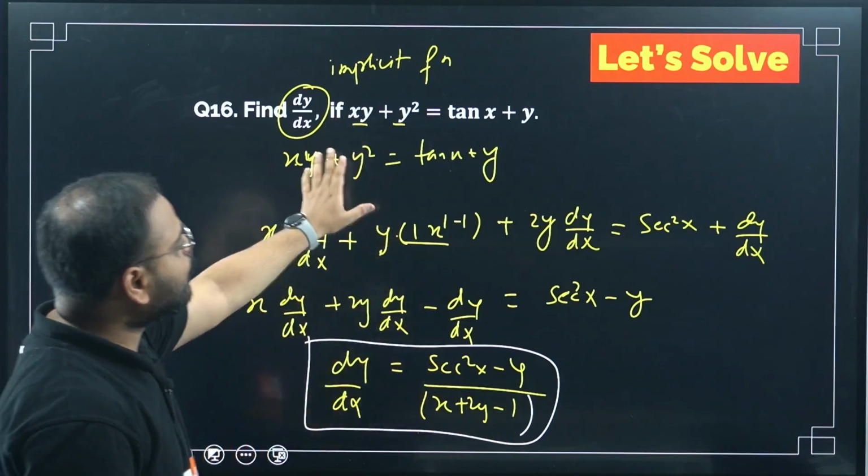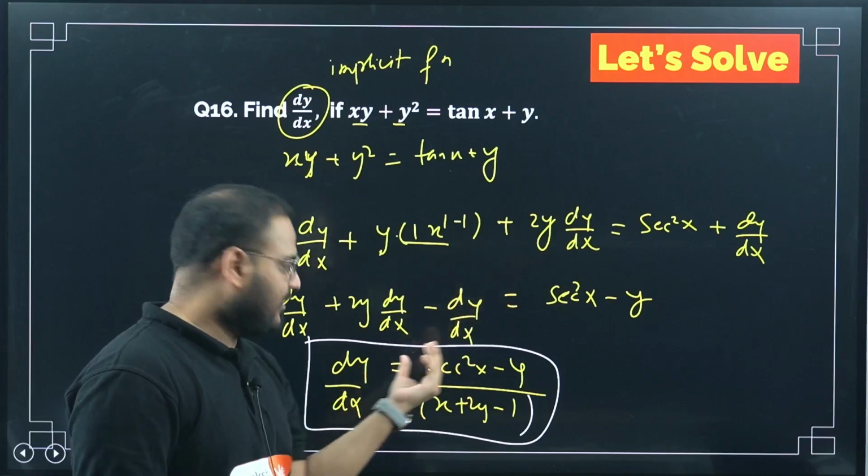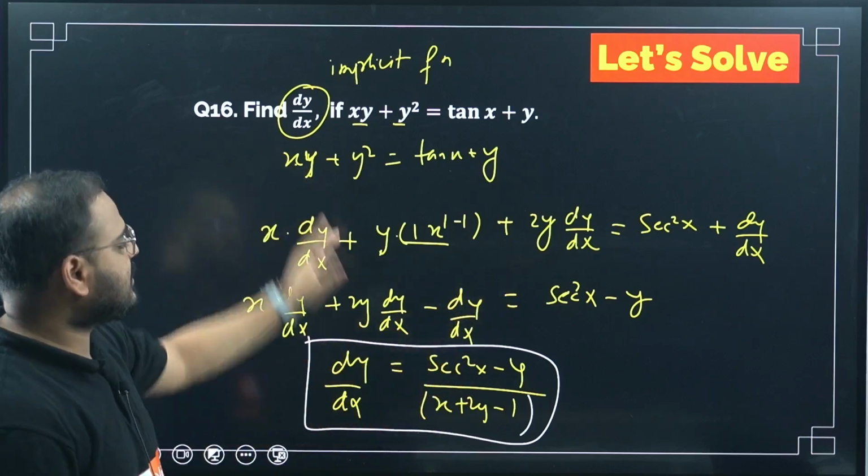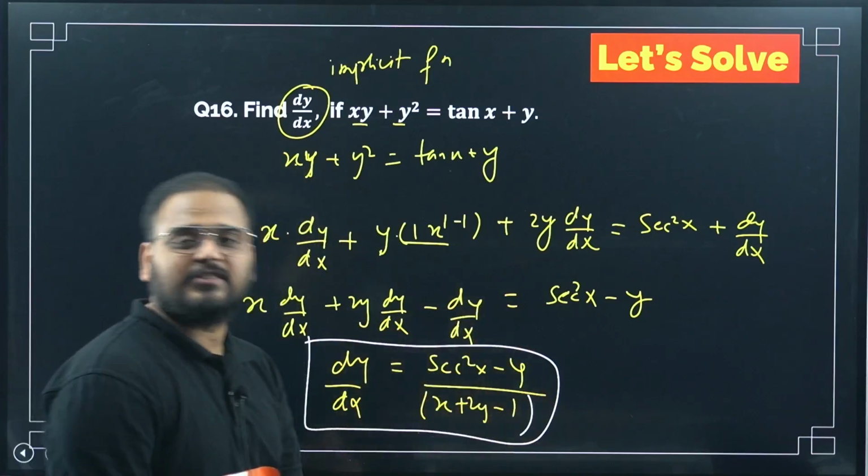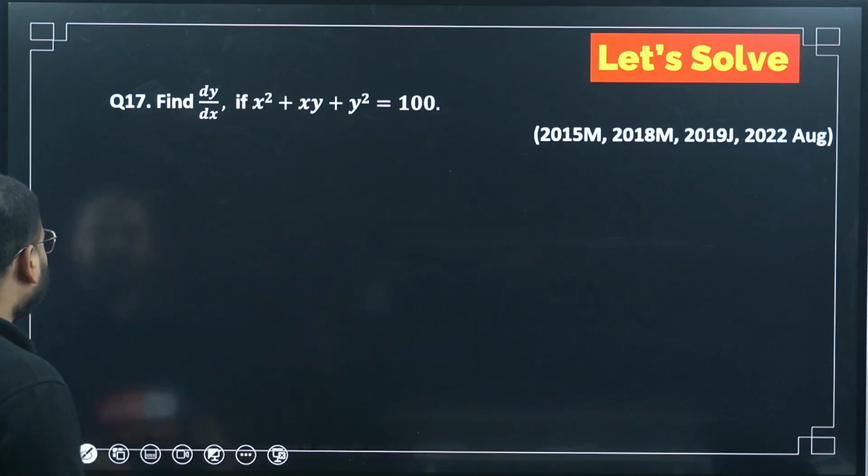Implicit function, you have to keep going like this, and at the end take the common dy by dx, see what they are asking, and proceed with the question. A lot of questions will be like this. Actually, in the exam they ask this kind of question.